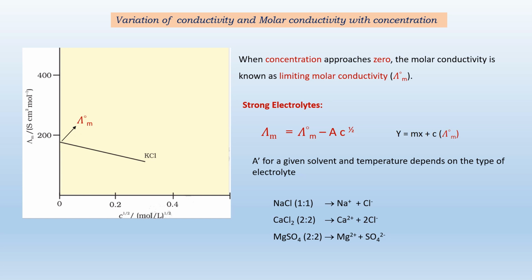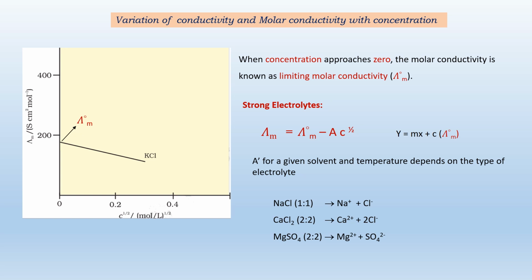This is basically a linear equation. See, y is equal to mx plus c is a linear equation. Which is y? Lambda m is y. Lambda naught m is the c value, which is a constant. And minus A is the negative slope. C power of half is the x value. Y is equal to mx plus c.